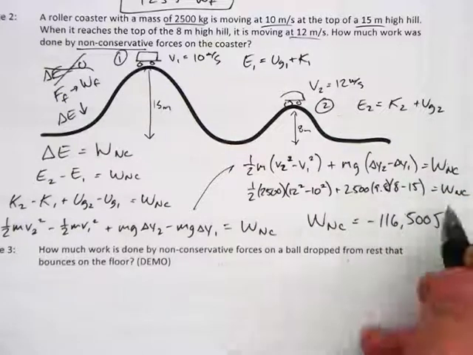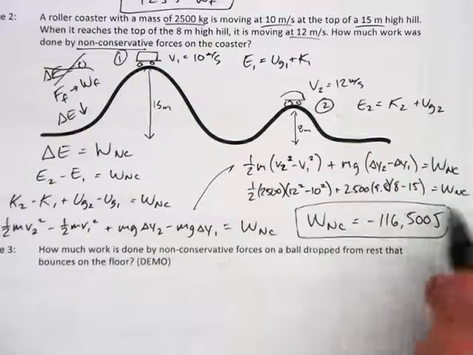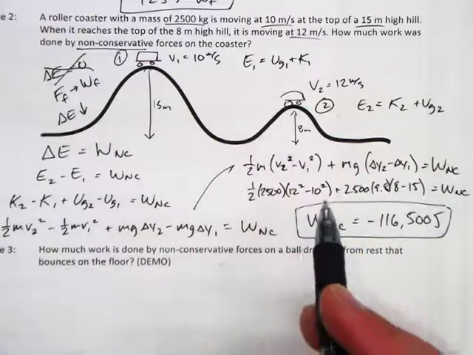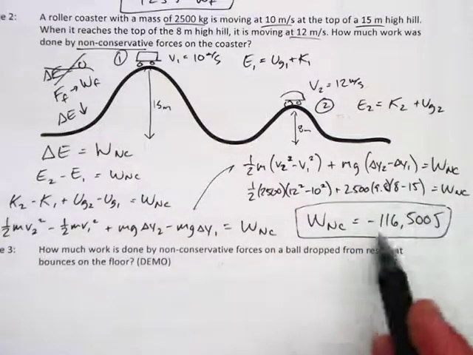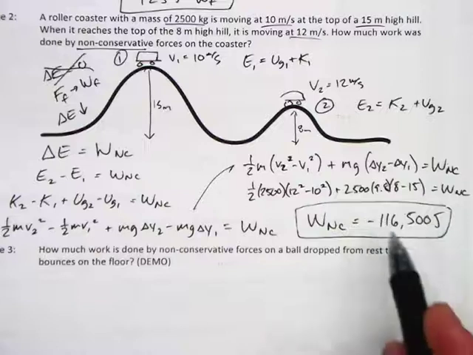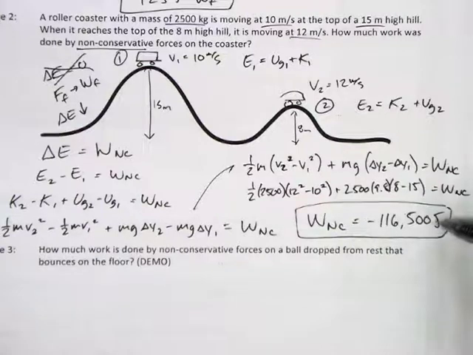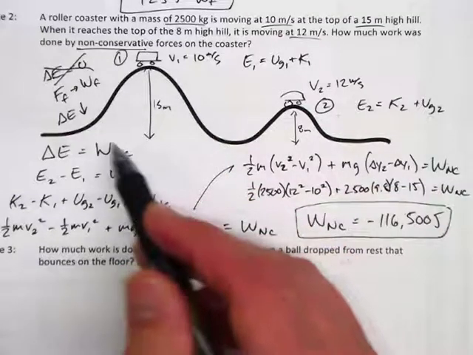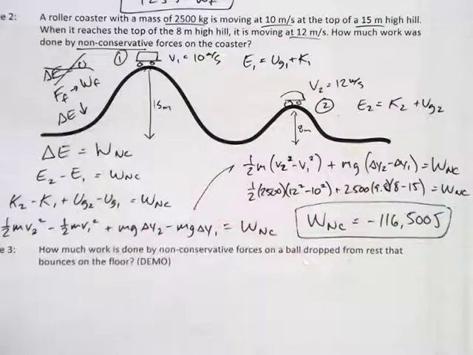116,500 joules. So what that means is from position 1 to position 2, the cart lost 116,500 joules of mechanical energy, and that energy was converted into thermal energy due to the non-conservative work done by friction and drag as the roller coaster went through its path.